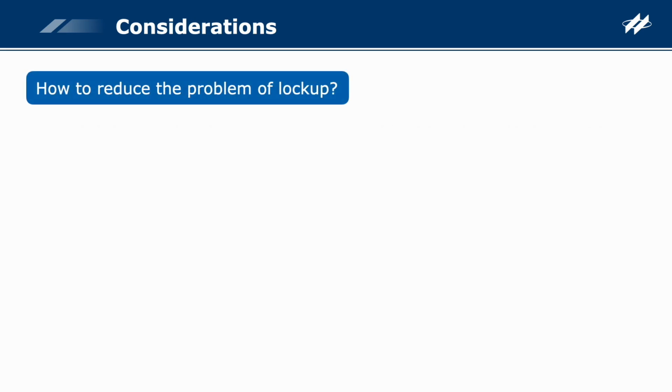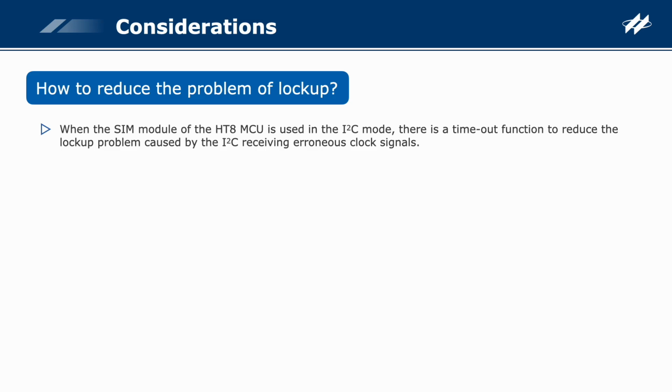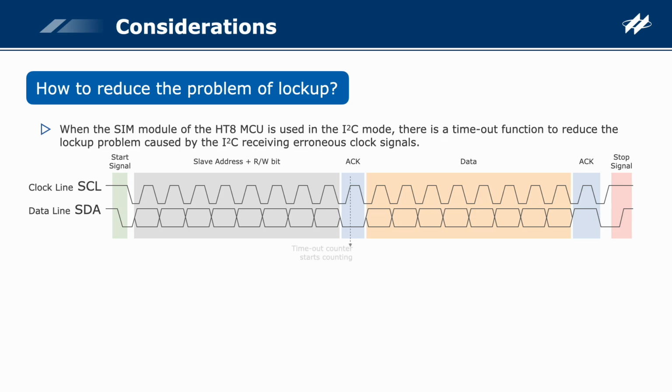How can we reduce the problem of lockup? When the SIM module of the HT8 MCU is used in the I²C mode, there is a timeout function to reduce the lockup problem caused by the I²C receiving erroneous clock signals. For example, a timeout counter starts counting on a start signal and address match condition, and is cleared by a clock falling edge. After an address match occurs, the slave starts timing, and under normal situations, the master transmits and receives data along with the clock signal, and the slave clears the timeout counter on the falling edge of the clock signal until the end of communication.